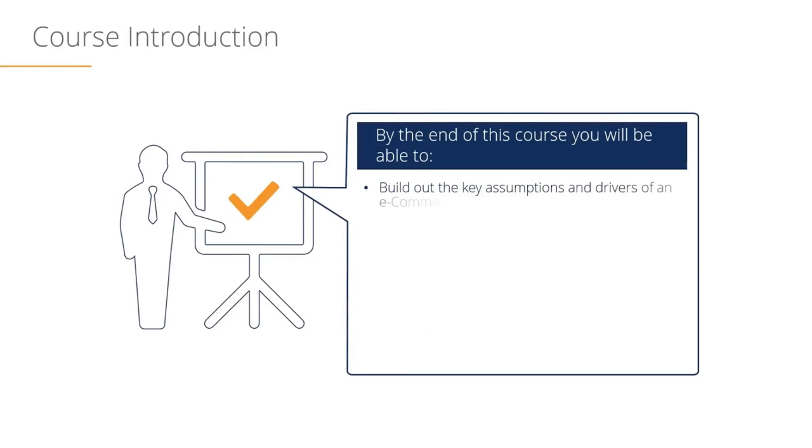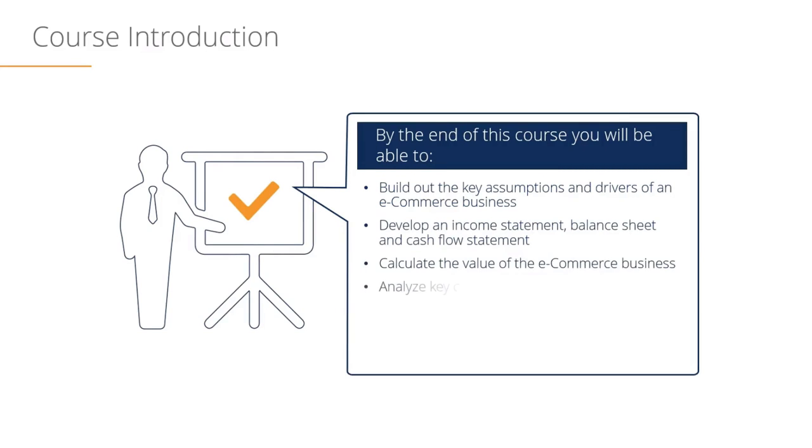By the end of this course, you're going to be able to do several things. The first is you're going to be able to build the key assumptions that are required to value an e-commerce business. These are really the backbone of the model. From there, we're going to use all the formulas that are necessary to build an income statement, balance sheet, and cash flow statement. And then we'll calculate the value of the business using a DCF analysis. We'll look at customer metrics and unit economics and create some graphs.